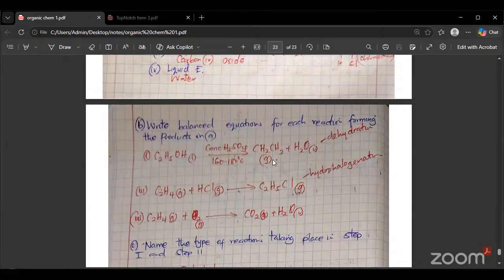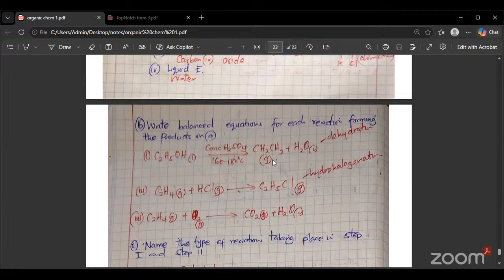Now, yes, what about this? If we talk about the litmus, it has no effect on litmus paper. Is it also a chemical test? No, that is what I said. That one is wrong. It's a property. Water is neutral.